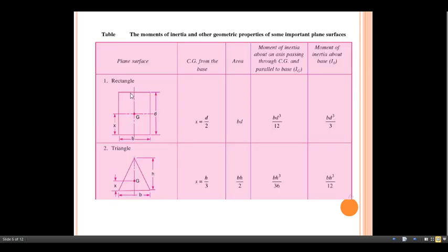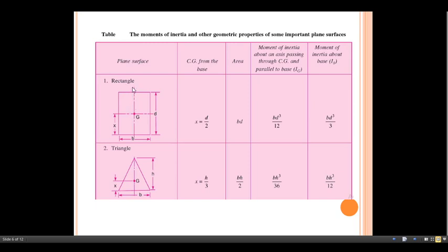Next, for some of the standard areas, the value of the center of gravity, the area, the moment of inertia about an axis passing through the center of gravity and parallel to the base, IG, okay, this value we have. Then the moment of inertia about the base, I naught, we have. So ready-made values of different plane surfaces are given.